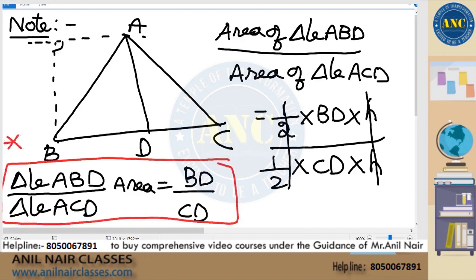Please make a note of this very important point. The area ratio of triangle ABD by triangle ACD is nothing but the ratio of BD is to CD. Area of the triangle ABD by area of the triangle ACD is nothing but the ratio of BD by CD. I hope it is clear, right, sir? BD by CD.